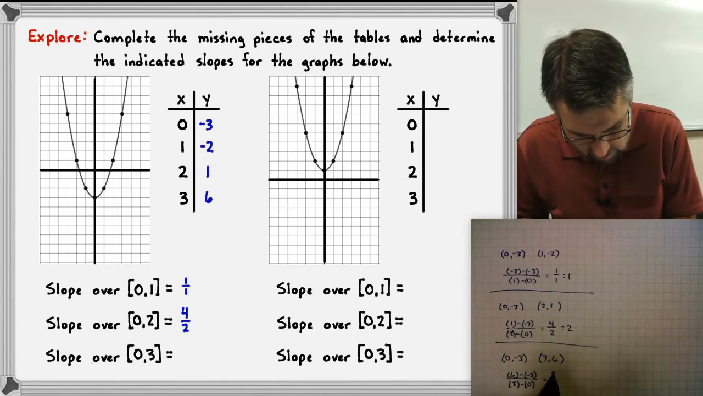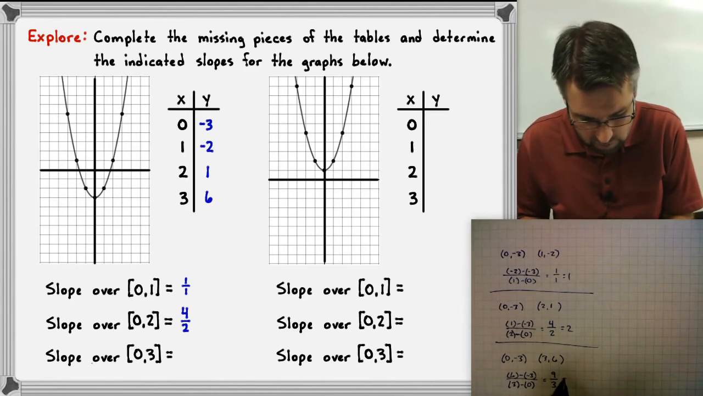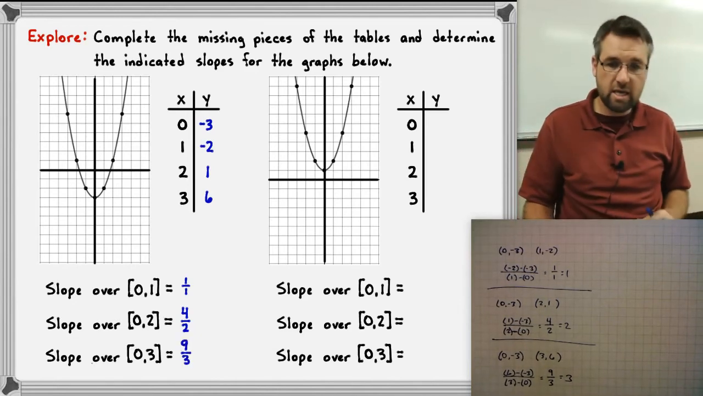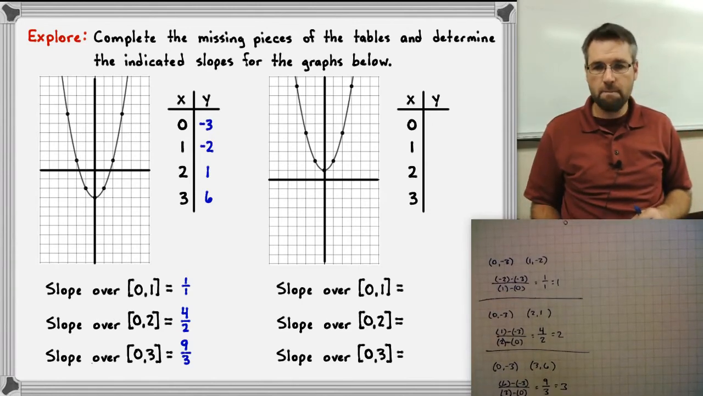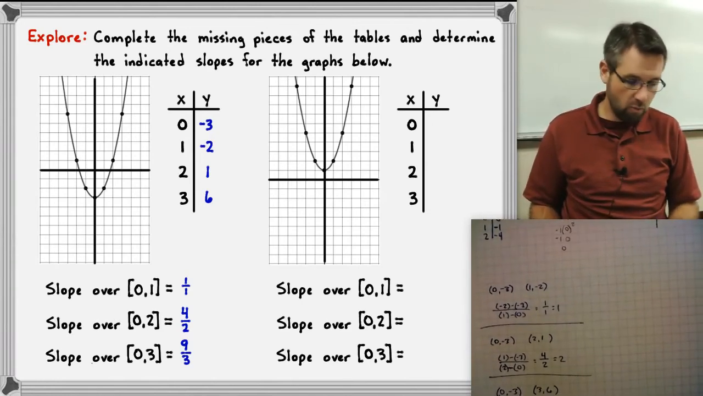6 minus -3 is 9. 3 minus 0 is 3. And again, that can reduce to 3. But I'm not going to show that here in the lesson because I'm looking for a pattern, okay? So there's my example of what I want you to do.